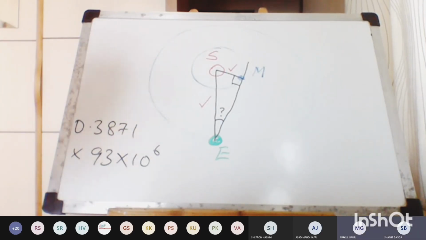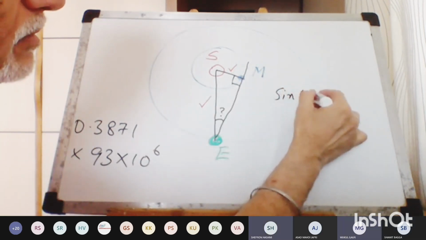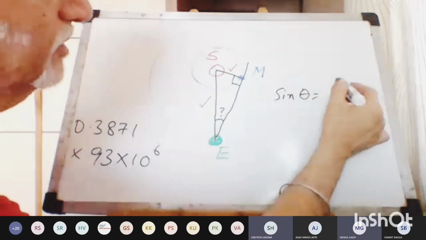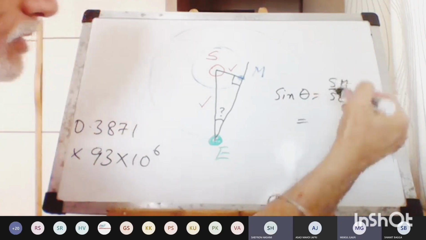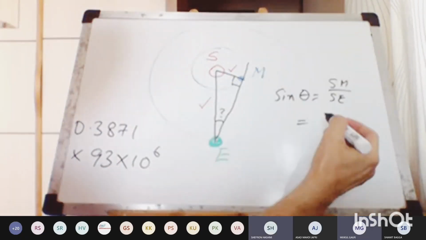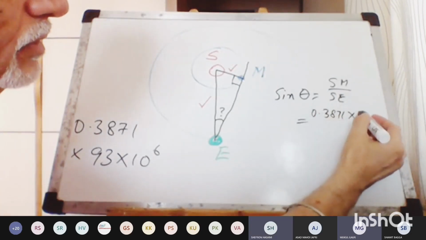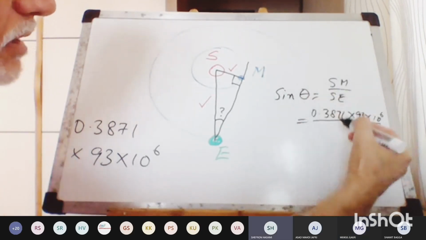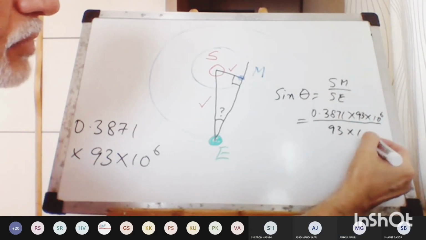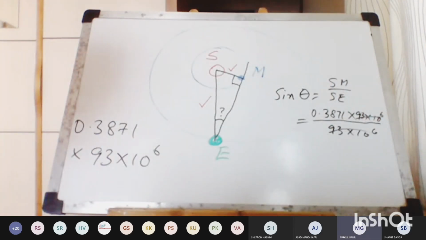Who got the answer? Just dictate to me. I will do the question on the board. Sin theta is equal to SM upon SE. Next? SM is 0.387 into 93 into 10 to the power 6 upon SE, 93 into 10 to the power 6. We already know 93 into 10 to the power 6, so it cancels, it was done in a second. What is the big deal in this? Find theta, sin inverse 0.3871.